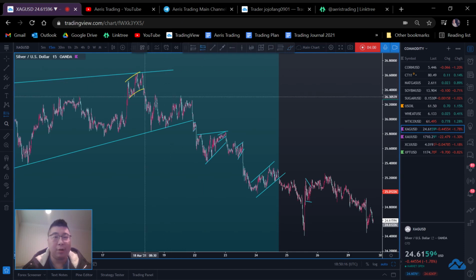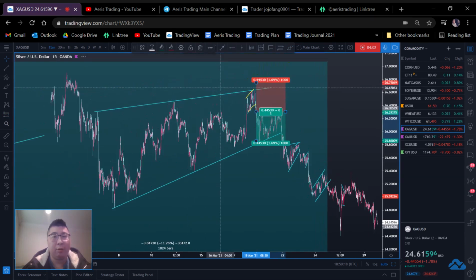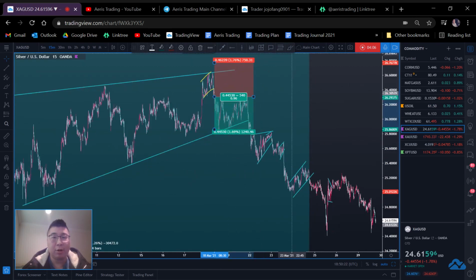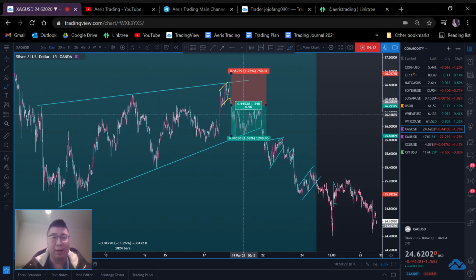All of my entries are going to be stop entry orders. They're not going to be market orders. They're going to be stop entry orders. So just set the structure. Let's set the entry order below this correction that you're going to see on the lower time frame, and then let the price tag you in.